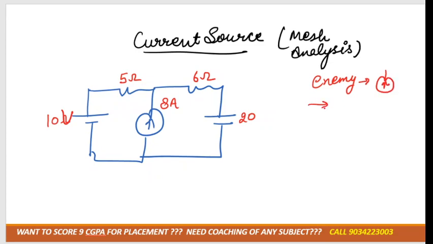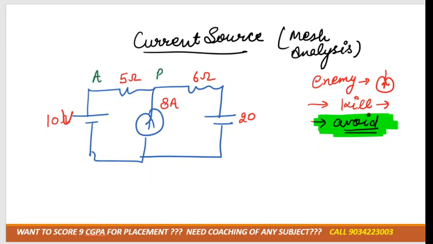So what will you do with your enemy? Either you can kill your enemy, or you will avoid the path where your enemy is present. You have only two options. In this one we'll study how to avoid the path where your enemy is present. For the killing purpose, I'll tell you another method. Clear?